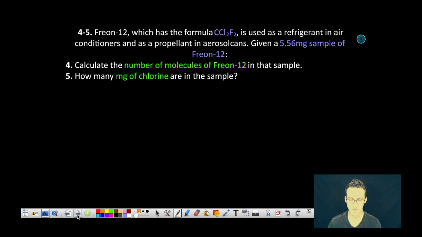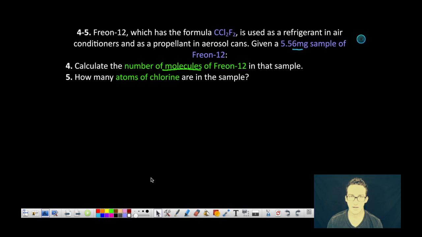Next problems. Okay, here we go. Talking about Freon 12. Freon 12, which has the formula CCl2F2, is used as a refrigerant in air conditioners and as a propellant in aerosol cans. Given a 5.56 milligram, watch out, sample of Freon 12, question 4 asks us to calculate the number of molecules of Freon 12 in the sample, while question number 5 asks us how many atoms of chlorine are in the sample.